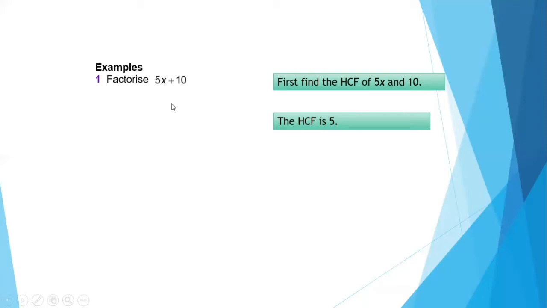Once we have found the HCF, what do we do? We take out the HCF, and then what is left we put inside. From 5x, 5 has gone, x is left, and from 10, 5 has gone. 5 into what gives 10? 2. So from 10, if the 5 has gone, 2 is left. This is how 5x plus 10 is factorized to be 5 in bracket x plus 2. Remember, we first find the HCF and take the HCF common.